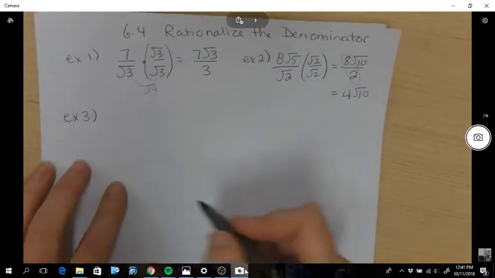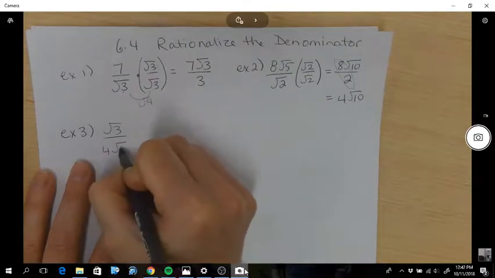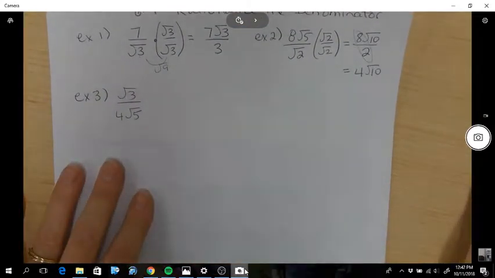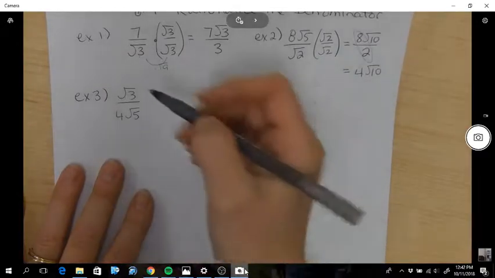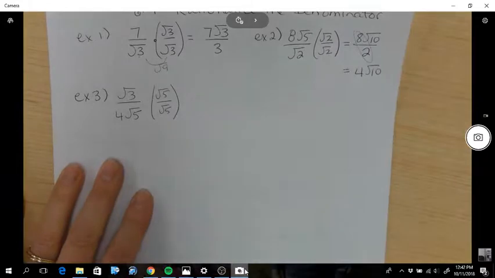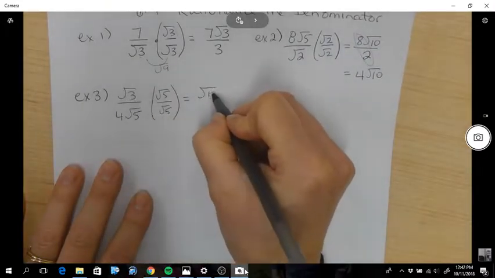Example 3. Root 3 over 4 root 5. So what am I trying to get rid of? I'm trying to get rid of a root 5. So I'm going to multiply by root 5 over root 5. So now my numerator becomes root 15 over.